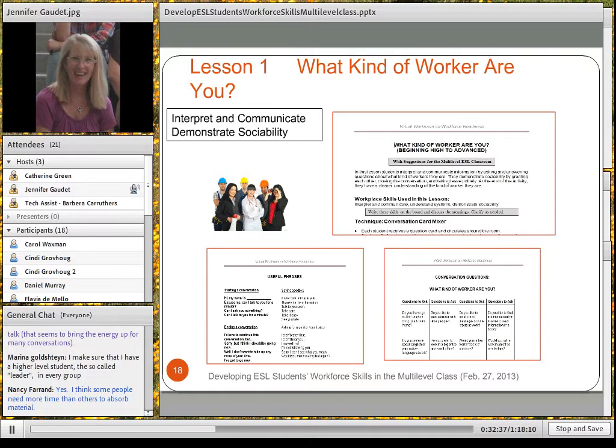The main workplace skills, which I have to the left there, interpret and communicate, demonstrate sociability. And a couple of the worksheets students use for this lesson. On the bottom right, you will see conversation questions, and on the left, useful phrases. Let's look at the lesson with notes I have added to assist you with this multi-level classroom lesson.